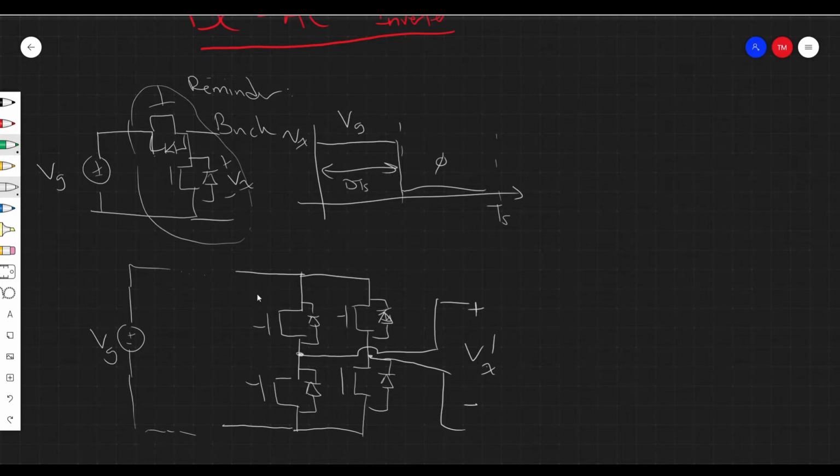Well, we have 4 switches. So 1, 2, 3, 4. So there are kind of multiple states you could choose, but here we're only going to consider 3 states. So what are these 3 states? And why do we need 3 states? Well, it'll make sense when I draw it out. So one state, I'll call it Q1, Q4 on, right? This is one state. Another state is Q2 and Q3 on. And then finally, a state we can choose is everything off.